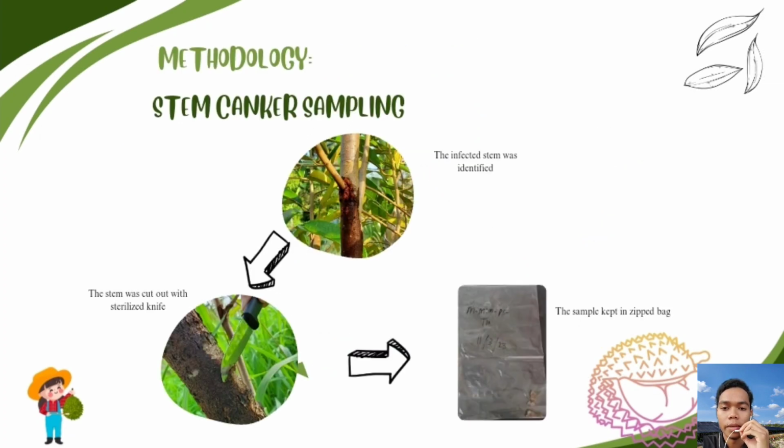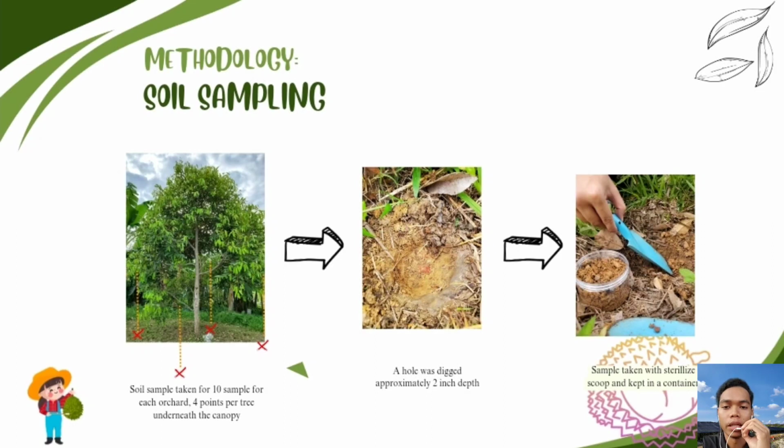First, stem canker sampling. The stem of the durian tree was cut out with a sterile knife after symptoms were identified, which are brown to reddish lesions on the stem. Then the sample was kept in a zip bag. For soil sampling, composite soil was collected for 10 samples for each orchard. The soil was collected at different orchards, so a total of 40 composite soil samples.